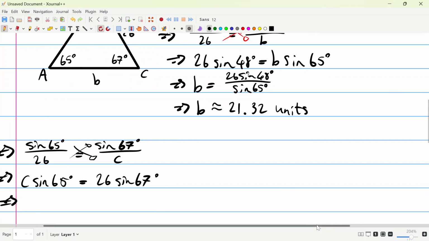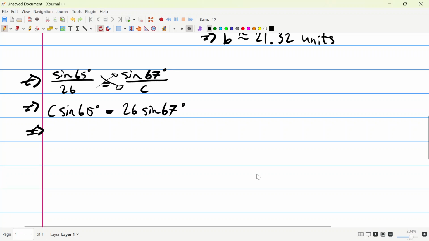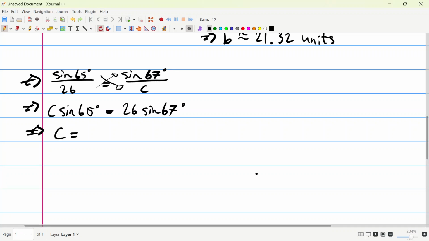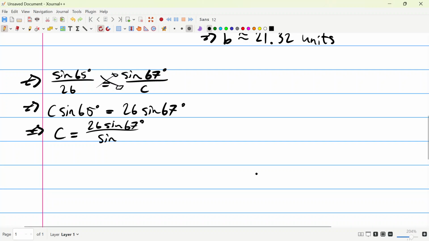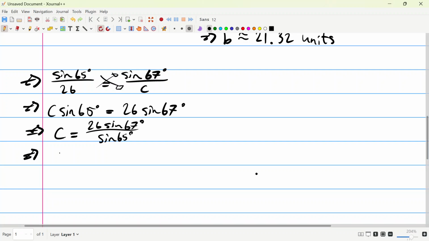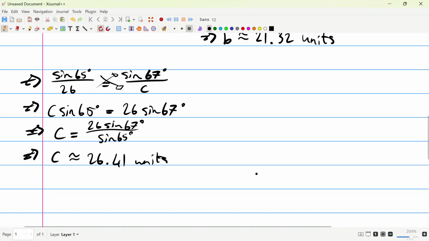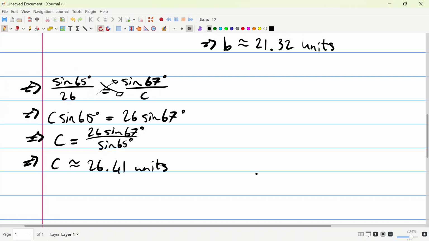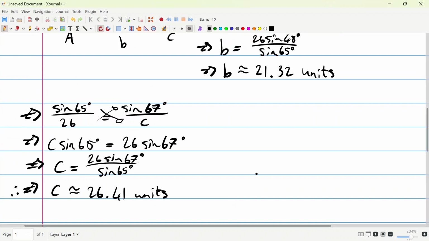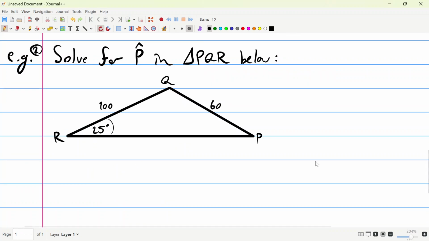And then from here, we can divide both sides by sine of 65, then c is on its own. Then we have 26 sine 67 degrees, all divided by sine of 65 degrees. Then we can plug this into our calculator. Then we should get an approximate value of 26.41 units. Okay, so now we found both b and c in this case.